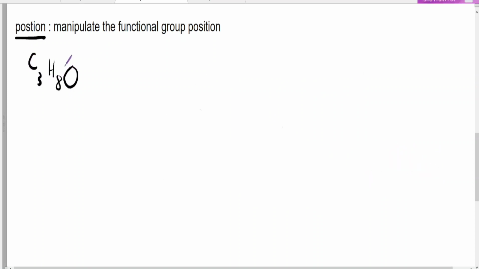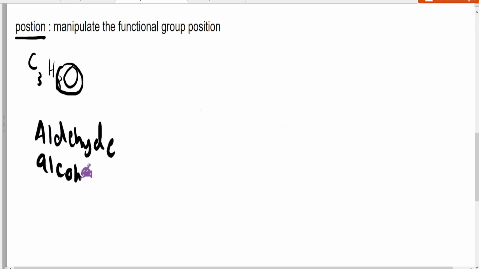Let's say I have C3H8O and I have been told to draw the positional isomers of this molecular formula. First of all, what kind of functional group would C3H8O contain? I know it has an O, so it can be an aldehyde, it doesn't have to be an aldehyde. It can also contain an alcohol, right? Because alcohol is OH, so one oxygen would mean alcohol. Aldehydes are double bond O and CH, so again one oxygen.